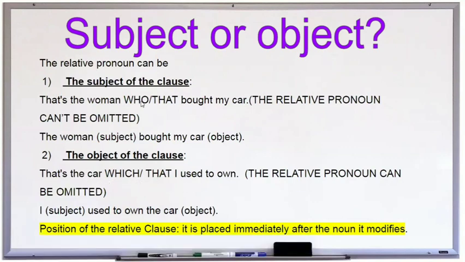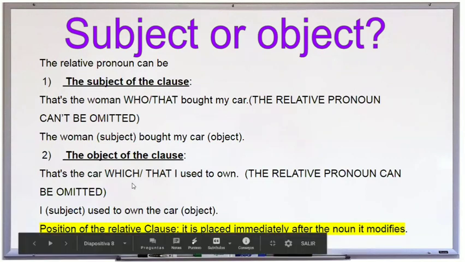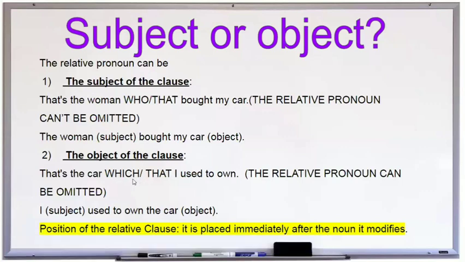Something that is important to mention, in this case, we are using who because we are referring to the woman, a person, and in this case, as we are referring to an object, we use which. But another thing that is important to mention is that the relative pronoun here can't be omitted, so I can't say that's the woman bought my car. But related to the second example, we can omit, if we want, which or that, so I can say that's the car I used to own, and we can omit again the relative pronoun.